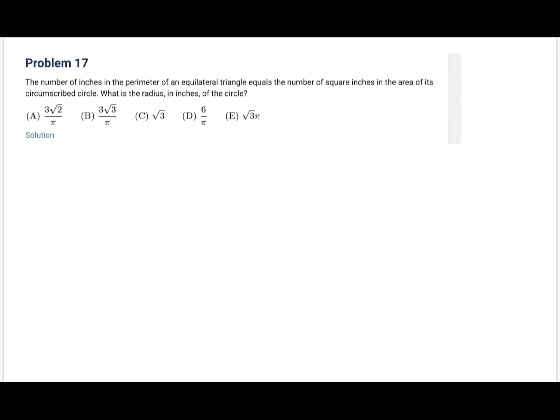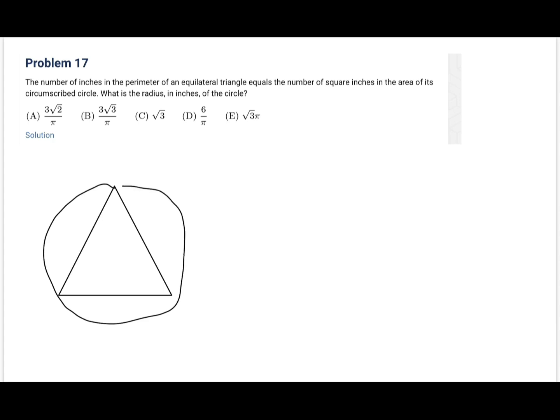Problem 17. The number of inches in the perimeter of an equilateral triangle equals the number of square inches in the area of its circumscribed circle. What is the radius in inches of the circle? Okay, so let's just draw an equilateral triangle here, and then let's make its circumscribed circle. So the circle would be like this.